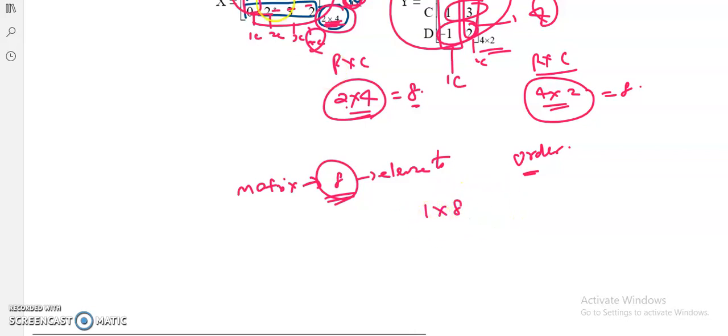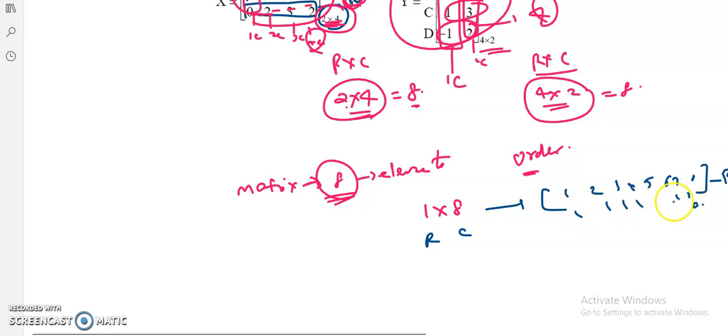1 by 8 means how many rows? 1 row. And how many columns? 8 columns. That means we can get it like this: 1 2 3 4 5 6 7 8, right? So here only one single row, and how many columns are there? 8 columns are there. So here how many elements will we get? 8 elements. So 8 elements, 1 by 8.